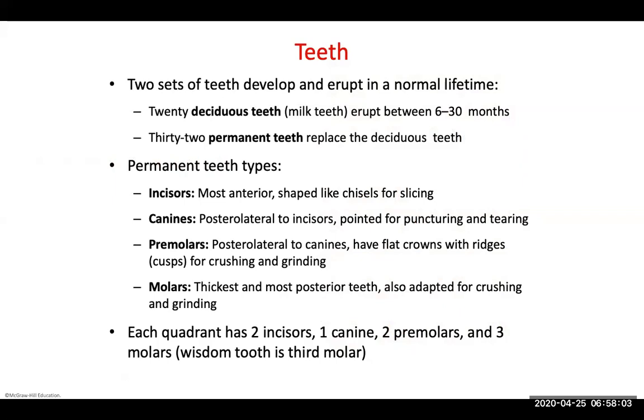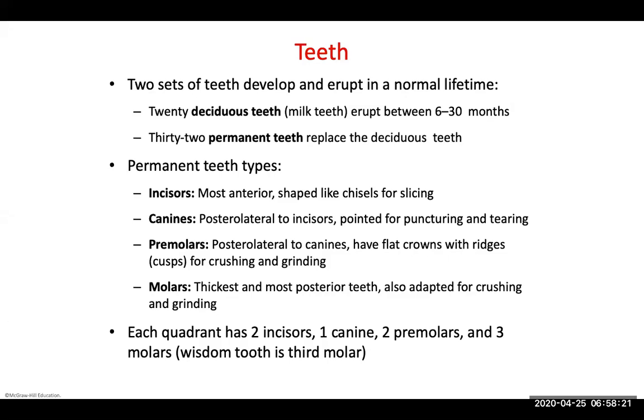Then you'll need to know which teeth are your canines, incisors, premolars, and molars. There's two sets of teeth that develop and erupt during your lifetime, your deciduous teeth, which are your baby or milk teeth, and then your permanent teeth. So you have 20 baby teeth and 32 permanent teeth.